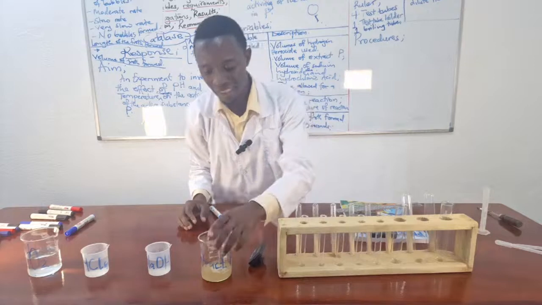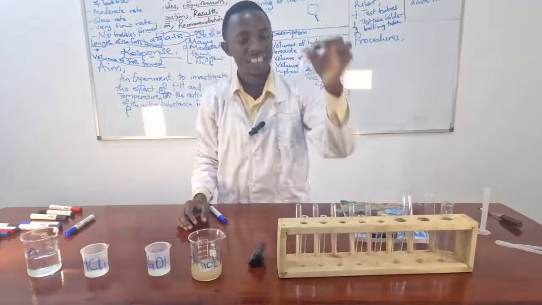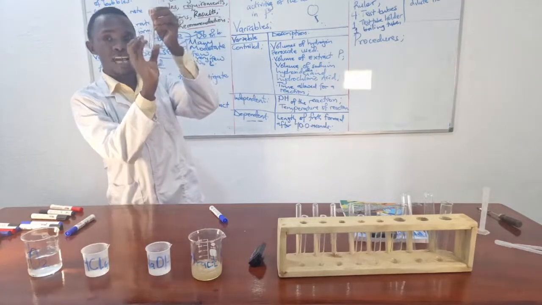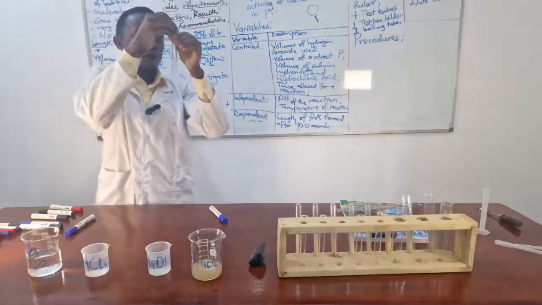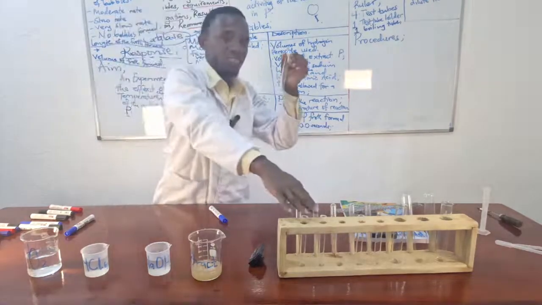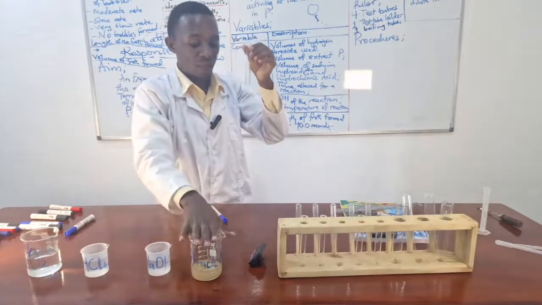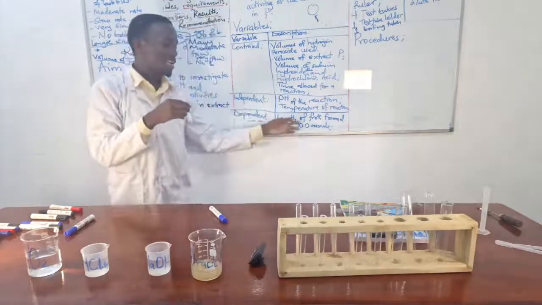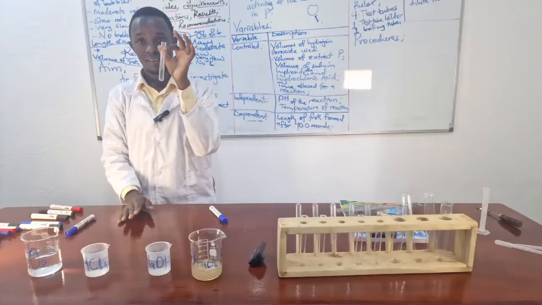I'll also measure another equal volume of the extract into the third test tube with hydrogen peroxide and hydrochloric acid this time. I'll add equal volume like I used in the first 2 test tubes of the extract. I start the stop clock immediately, determine the length of the froth that will be formed after 40 seconds.